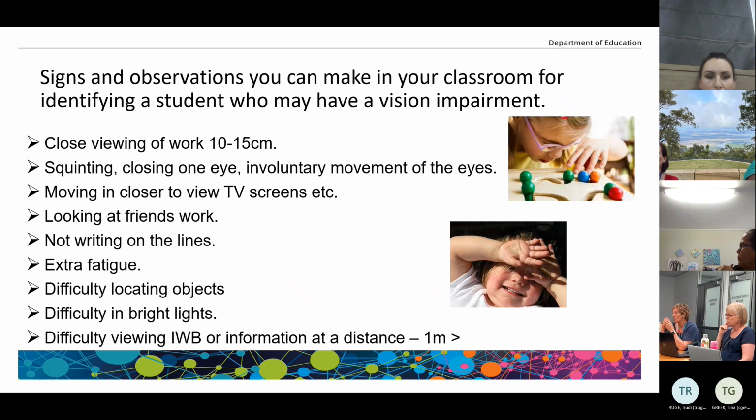Looking at friends' work. So in a classroom, if they're constantly looking across to a friend, you might start thinking, oh, there's something not quite right here. It could be vision, or it could be other things that they're not quite sure of. Not writing on the lines, extra fatigue, difficulty locating objects, difficulty in bright lights, that's sunlight and in the classroom with some lights, with the glare. Difficulty viewing interactive whiteboards or information at a distance from more than 1 metre.